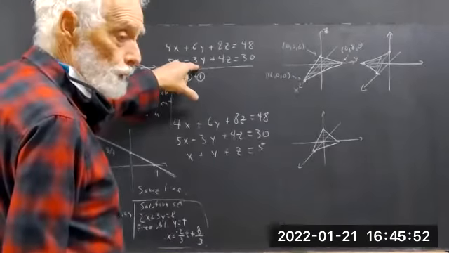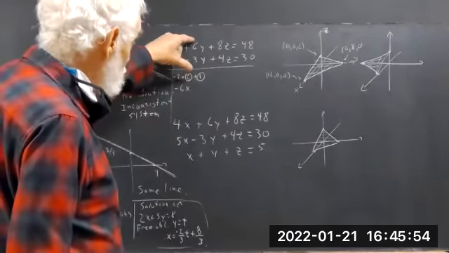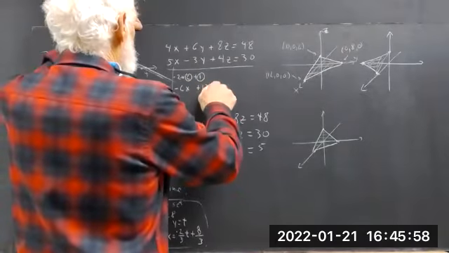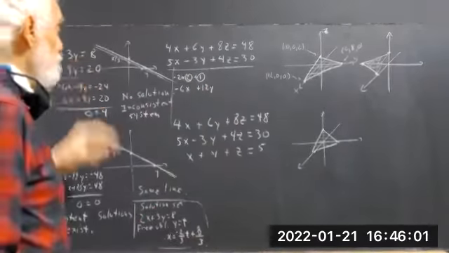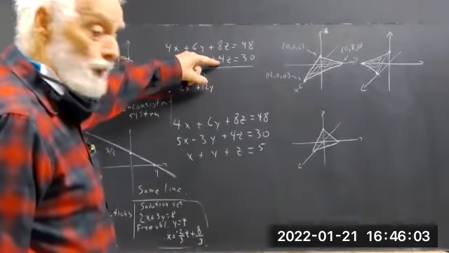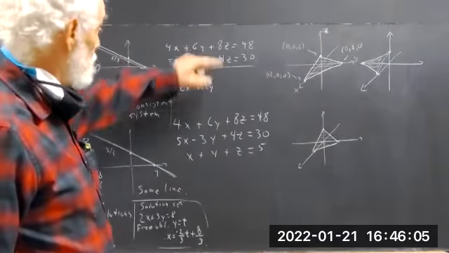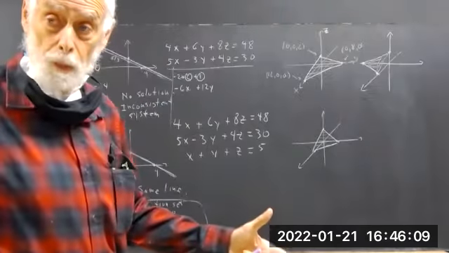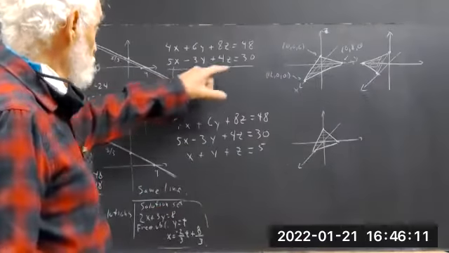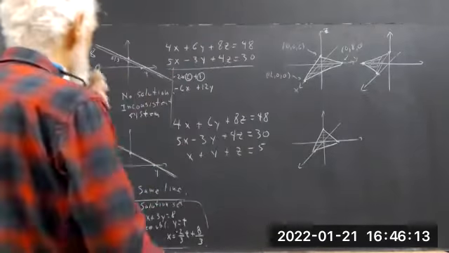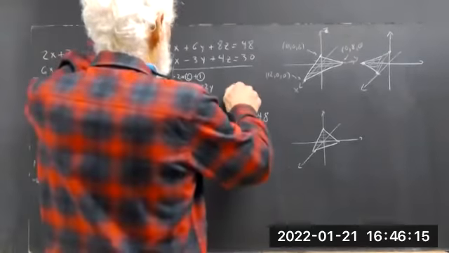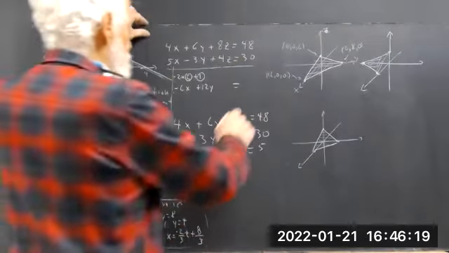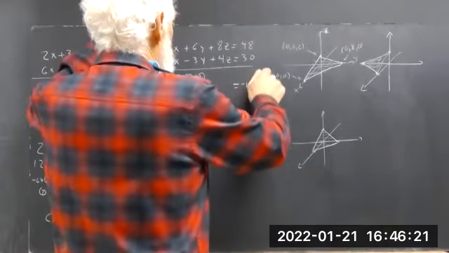-2 times -3 is 6. Added to the 6 here, that's going to give me plus 12y. Now, -2 times 4 gives me -8. Added to the 8, the z's go away. That's why I chose -2. I wanted z to disappear from my equation. And then -2 times 30 is -60. You add that to 48, you have -12.